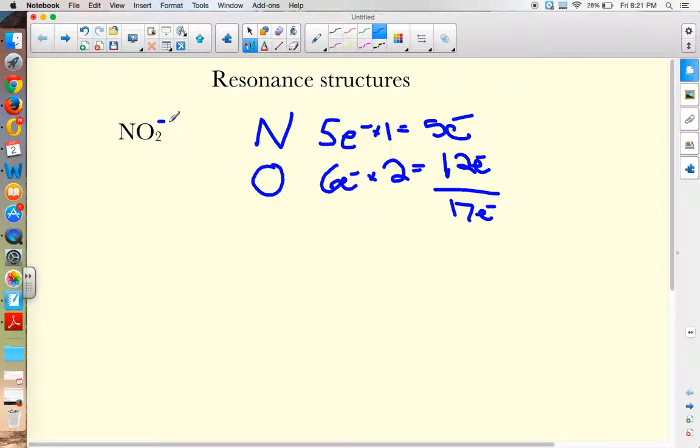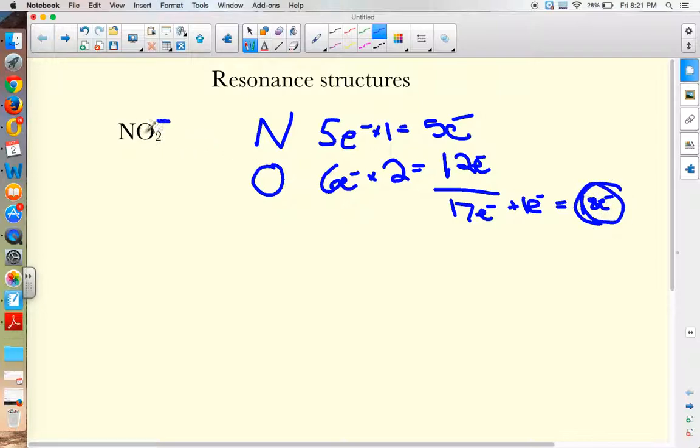And I forgot that this is the nitrite ion. So it is -1. It's a polyatomic ion, so these all together have a -1 charge. -1 means it has 1 extra electron, so I'm going to add 1 to the cache. If it had been -2, we'd add 2. If it was +1, we'd take away 1. So now we have 18 electrons. This is our cache.